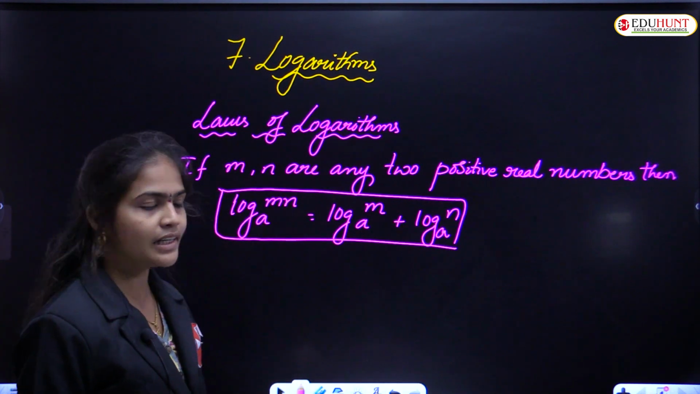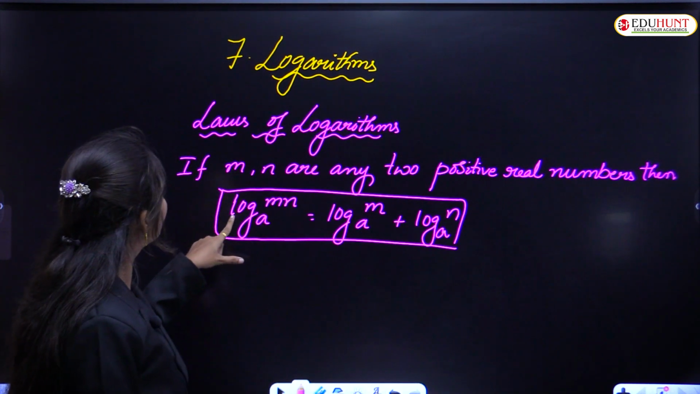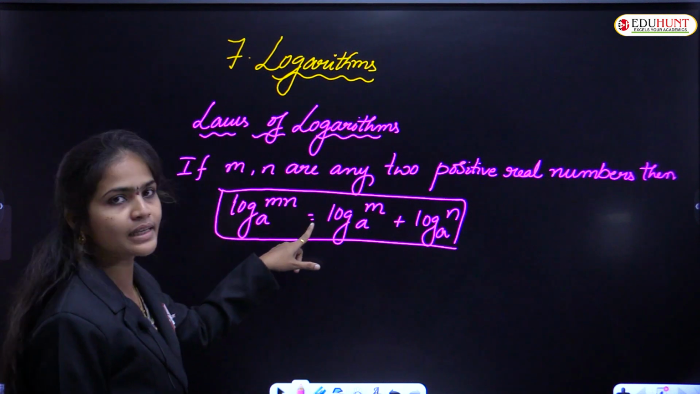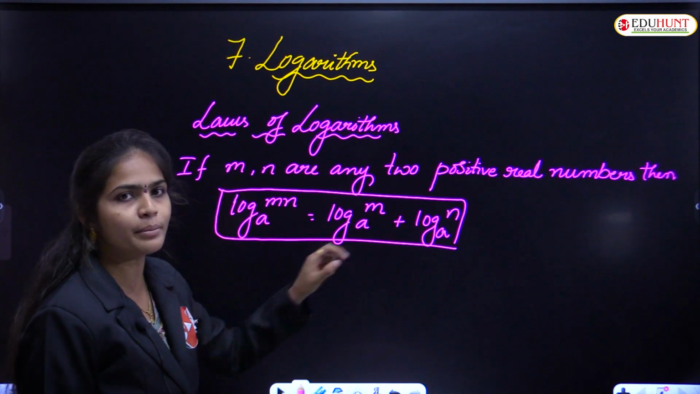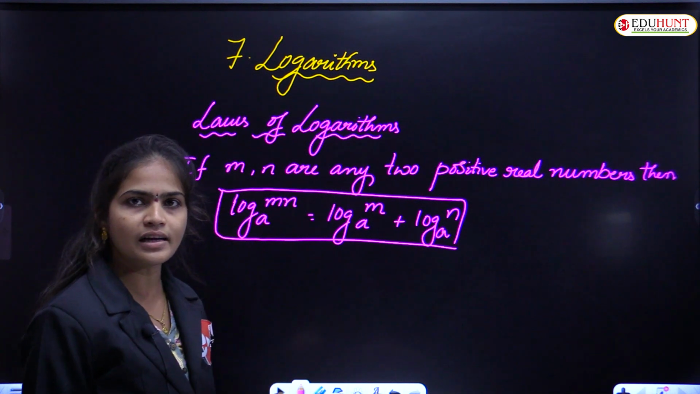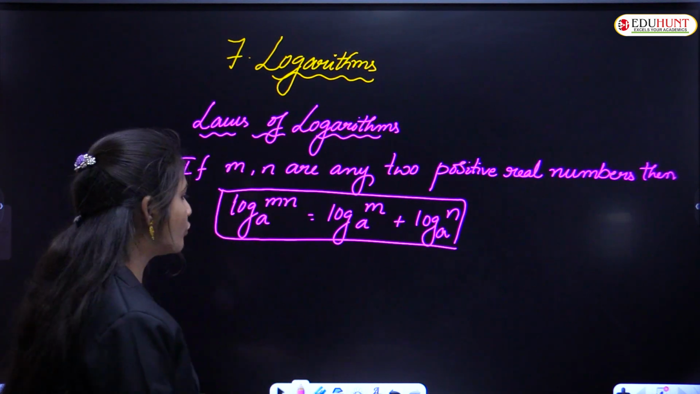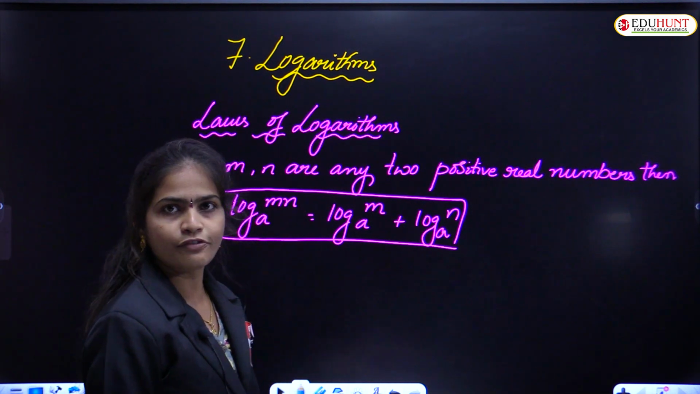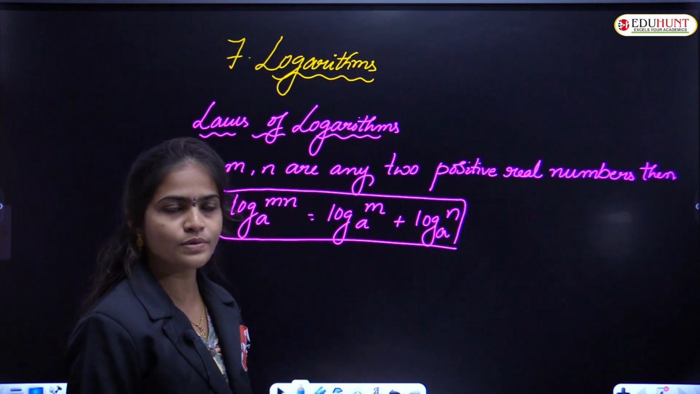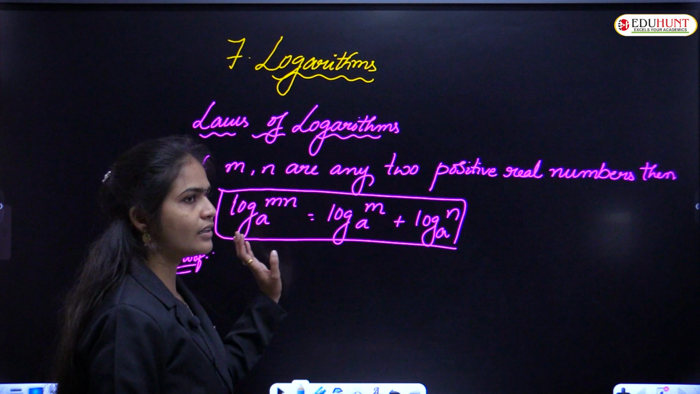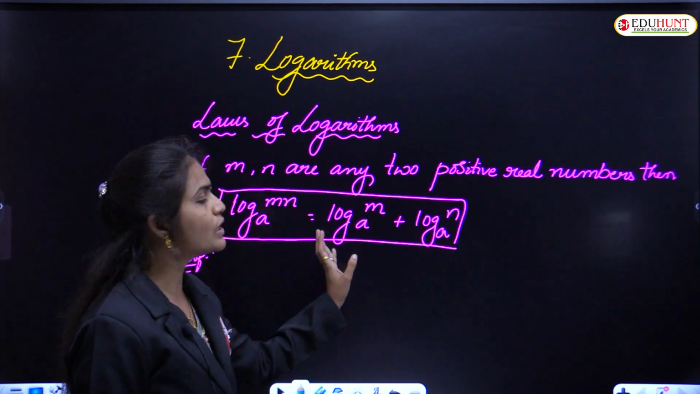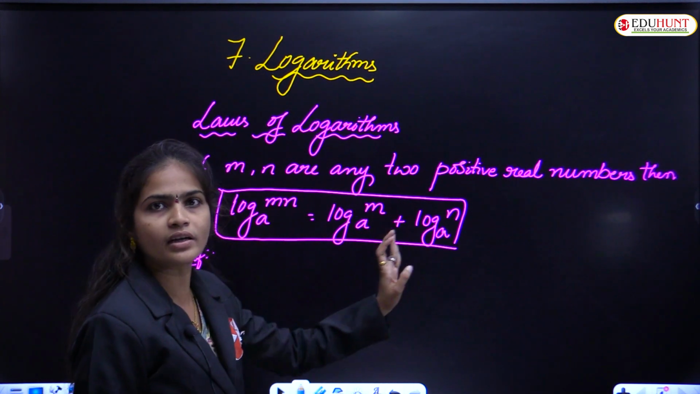Once again, the law is log mn to the base a is equal to log m to the base a plus log n to the base a. How did we get this law? Just see the proof here. Children, listen carefully to this proof. These proofs are very useful to you. Generally everyone will tell you that log mn to the base a is equal to log m to the base a plus log n to the base a.